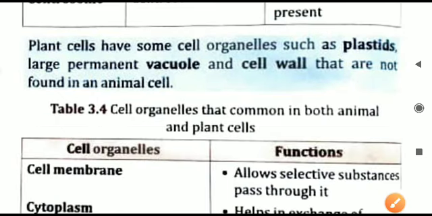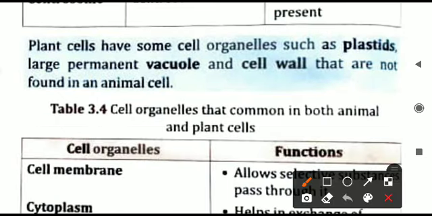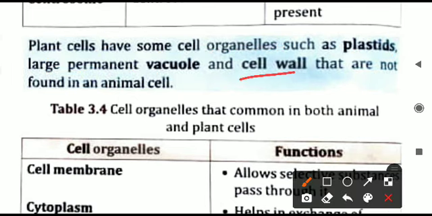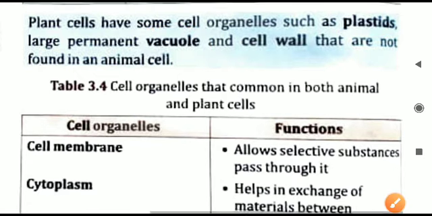So there are certain cell organelles which are peculiar only to one of the cells. They have repeated this in this part here also, like some cell organelles such as plastids, and a large permanent vacuole, that is in the case of the plant cell. Also in the plant cell, the cell wall is present. So these are the two important parts. Plastids and cell wall are only present in the plant cell, and vacuoles are large in the plant cell, small in the animal cell. So these are the major differences.